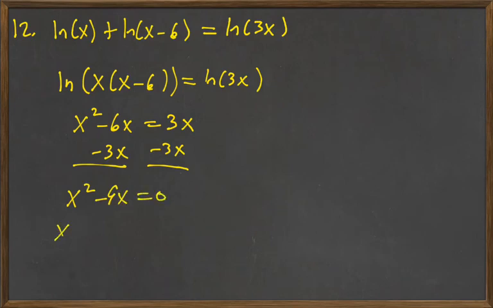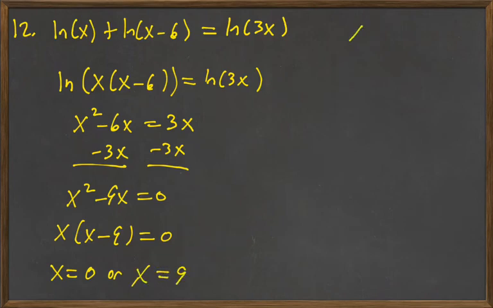Factor out an x, and we get two solutions: x equals 0 and x is equal to 9. We'll run our check. So our first argument, x must be greater than 0. X minus 6 must be greater than 0, so x must be larger than 6. And 3x must be greater than 0, so x is greater than 0.